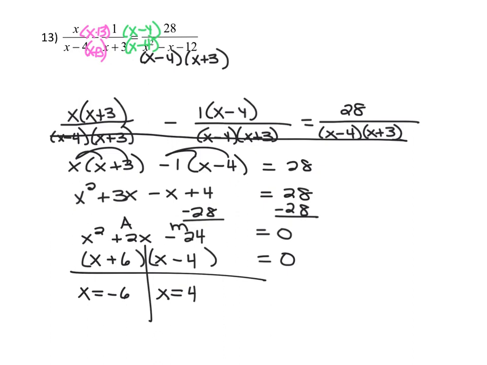Now, before I circle these answers or box them off, I just want to make sure that none of them create an extraneous root, that none of them create an undefined fraction, okay? Because if they do, we cross them off and we write this is an extraneous root. Although it was a solution to the problem, it created an undefined fraction, so we can't use it.